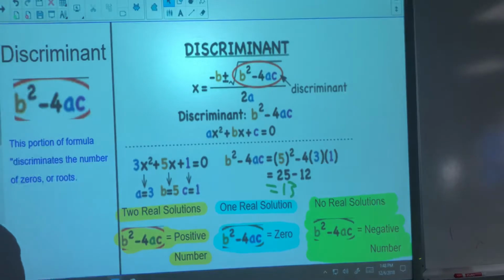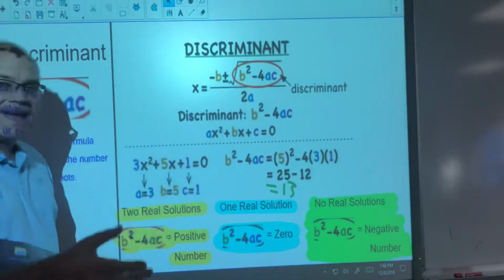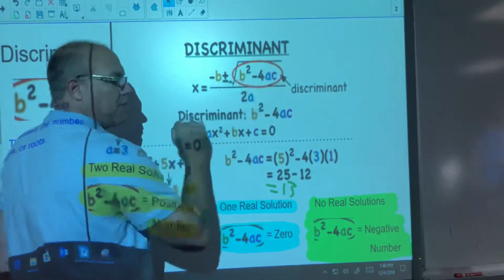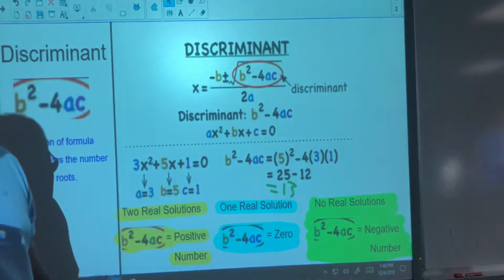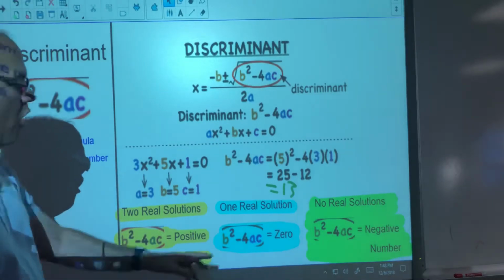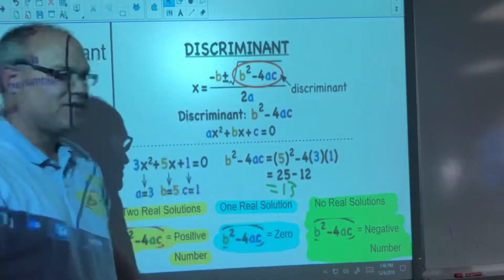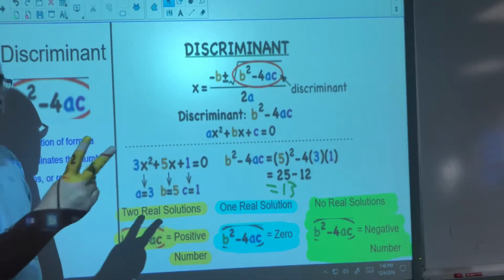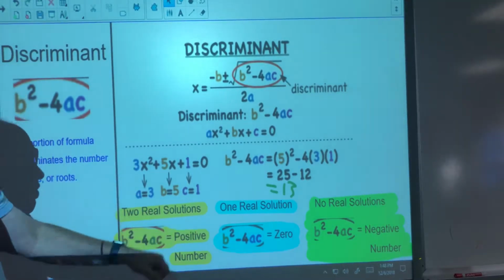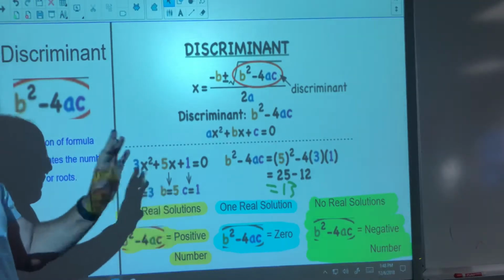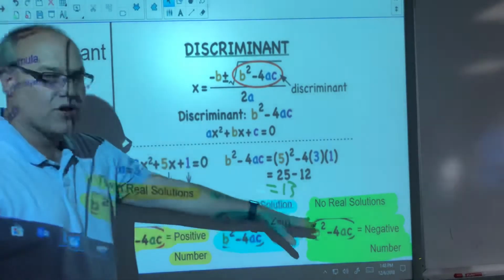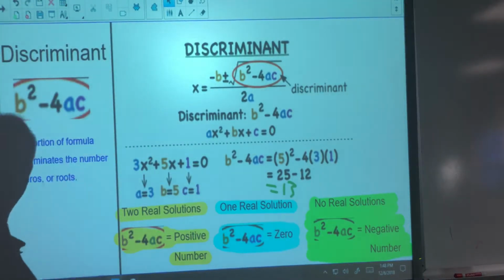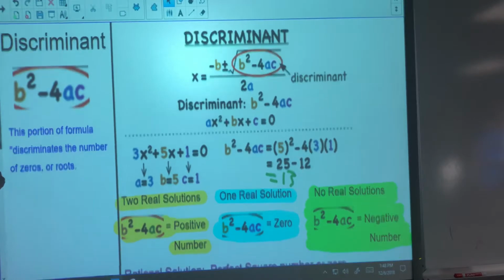Then, if the discriminant is a negative number, think about it. We'd have a square root of a negative number, and we can't do that. So there'd be no real solutions if it's a negative number. So a positive number means two real solutions. If it's 0, one real solution. And if it's a negative number, we know there are no real solutions, soon to be two imaginary solutions.